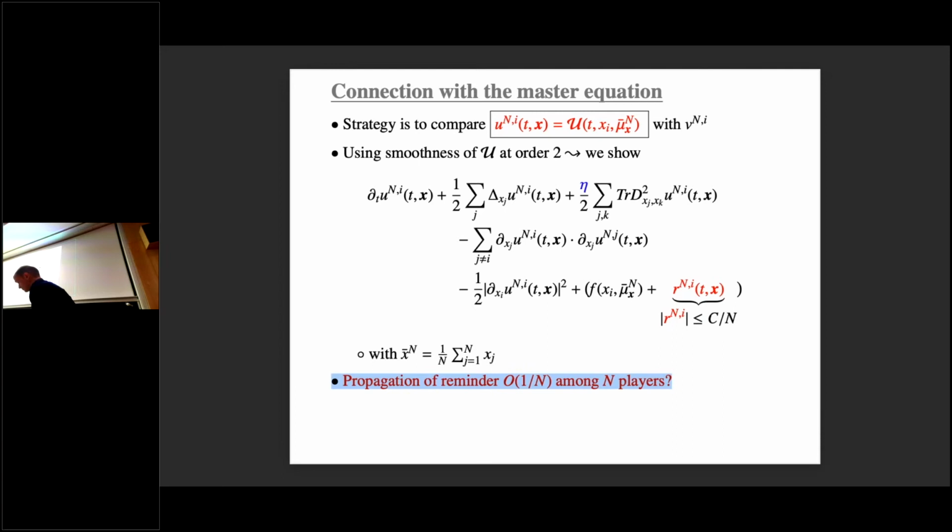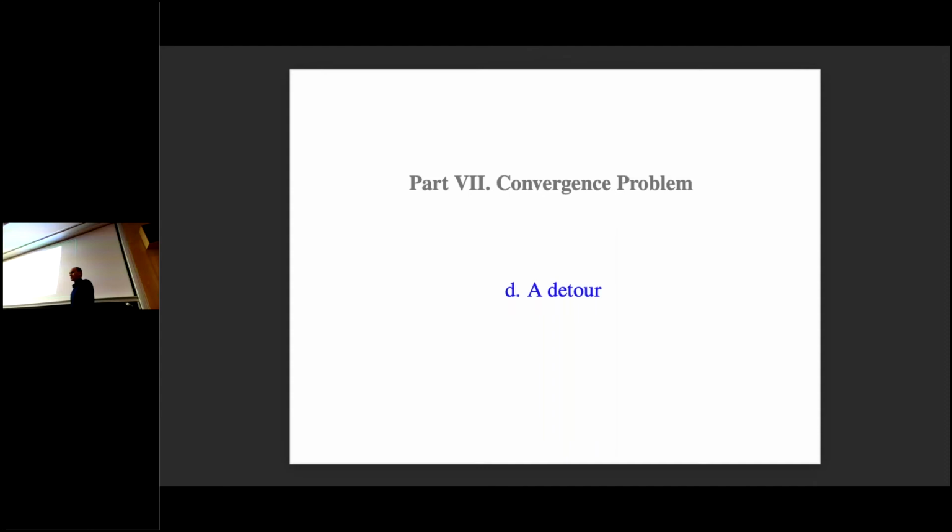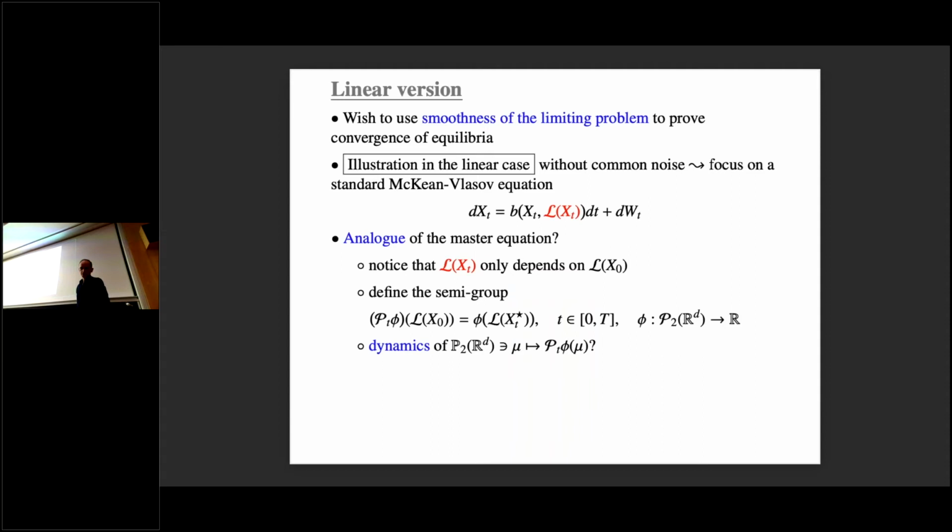So to understand the general philosophy, I will make a detour. And I will come back to one question that I mentioned yesterday about propagation of chaos. Because after all, what we want to do is to prove a form of propagation of chaos, except that we are now combining mean field approximation and optimization.